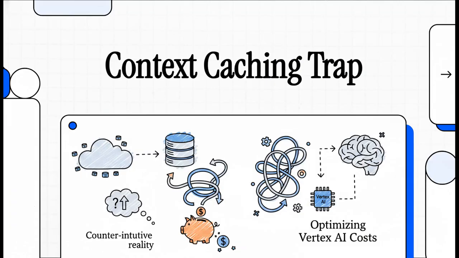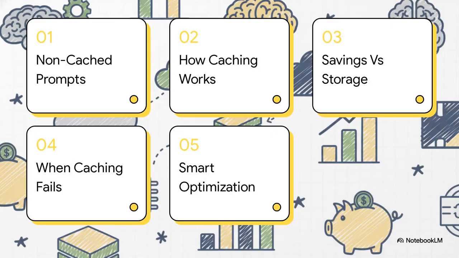Welcome to this explainer. I am so thrilled you're here with us. Today, we are going to completely demystify cloud economics, unpacking what we call the context caching trap, optimizing Vertex AI costs. We're going to look into the counterintuitive reality of how caching actually works behind the scenes and why a feature designed to save you a ton of money can, if you misconfigure it, actually end up doing the exact opposite.